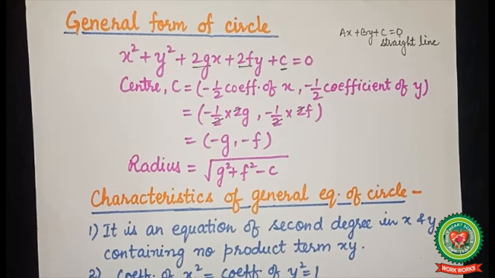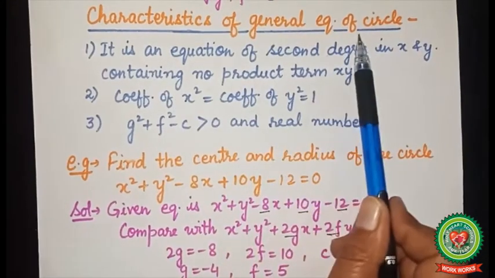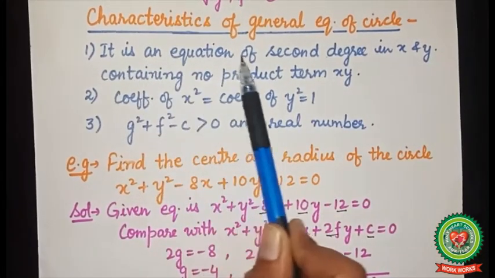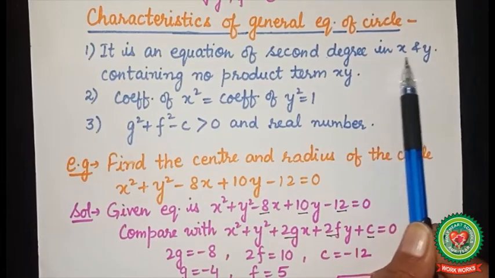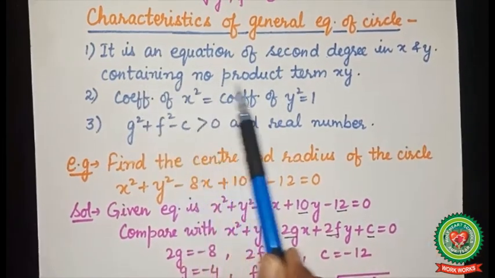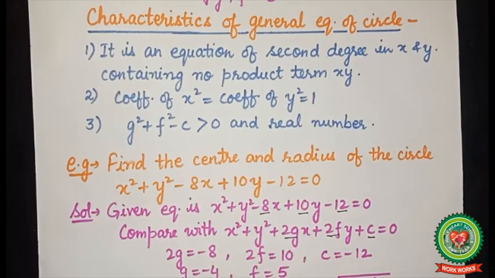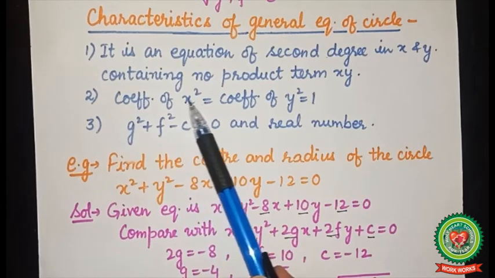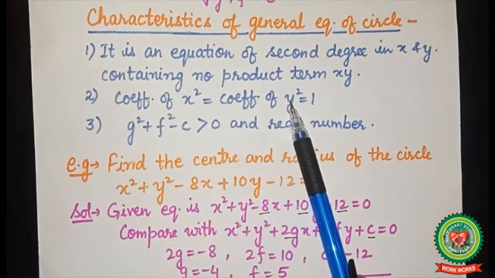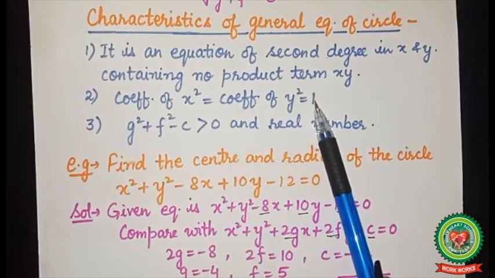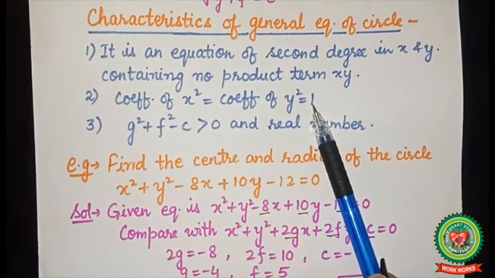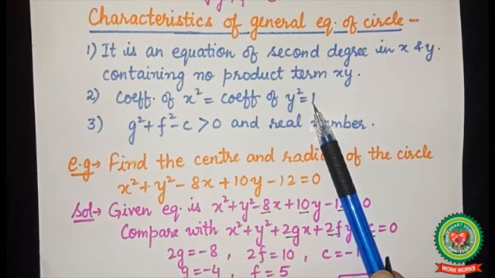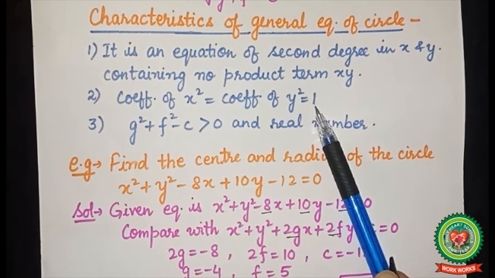Characteristics of the general equation of circle. First is, it is an equation of second degree in x and y containing no product term xy. Second, which is very important, that is coefficient of x square equal to coefficient of y square and both must be equal to 1. If they are not equal to 1, firstly we will make it 1, only then we will solve the question.